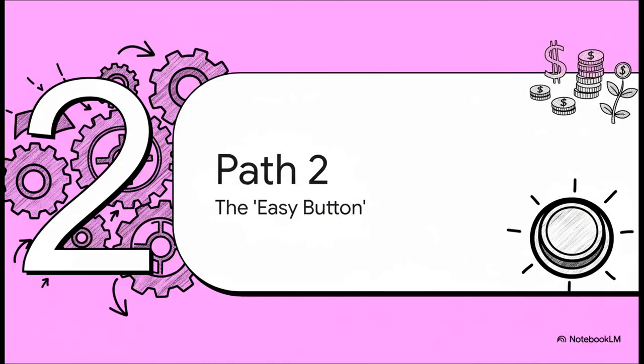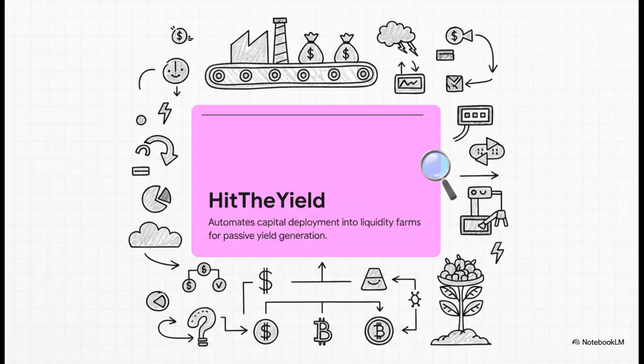So what's the alternative then? Let's switch gears and look at the second path, the automated solution. We're going to use a protocol called HitTheYield as an example of what some people call easy button yield farming. It's designed to be a totally different experience. So what is this thing, really? Well, think of HitTheYield as your own personal automated manager for your capital. Its entire purpose is to take care of all the complicated stuff, all the deploying, the managing, the rebalancing. It does that for you. The goal is super simple. Generate yield passively without you having to deal with any of the day-to-day operational headaches.